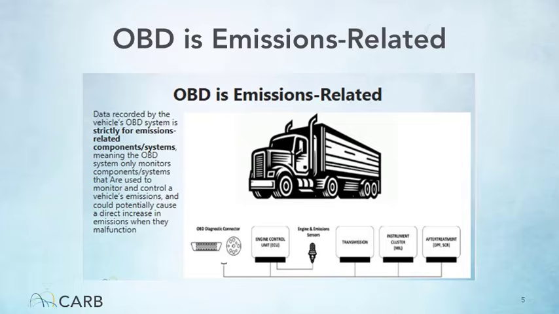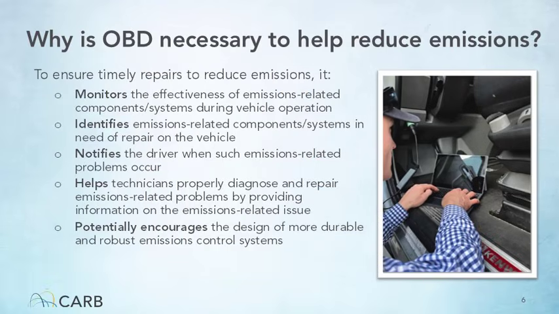the airbag system. As mentioned earlier in this training, the OBD system plays a critical role in minimizing vehicle emissions by ensuring that all emissions control components are functioning properly and identifying emissions-related problems as they occur. The OBD system in the vehicle provides information to technicians so that they can diagnose and repair emissions-related problems. Moreover, the monitoring of these emissions control systems potentially encourages the design of more durable and robust equipment.